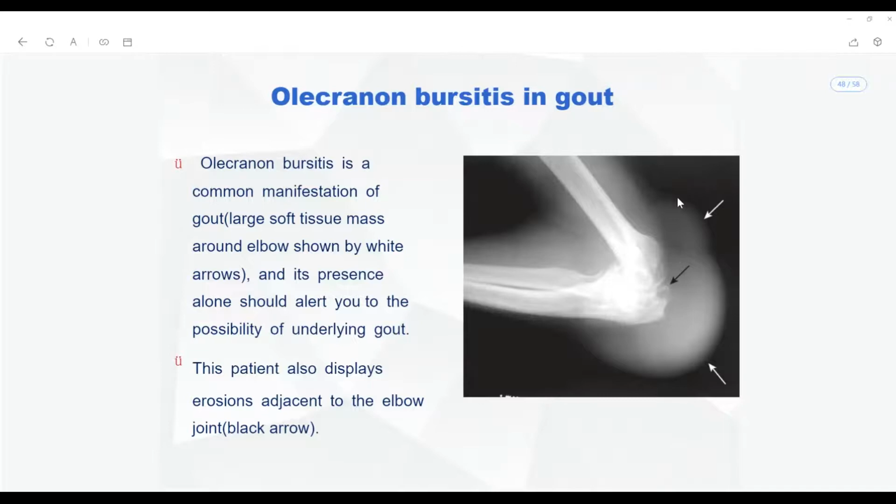Is this point clear? Generally there will be no involvement of the joint, no involvement of the periarticular surfaces, and no involvement of the articular cortex, right? So if only tophi are formed, if there is only an accumulation of uric acid crystals along the metacarpophalangeal and interphalangeal joints, then it is called gout. But if the joint is involved, we call it gouty arthritis.